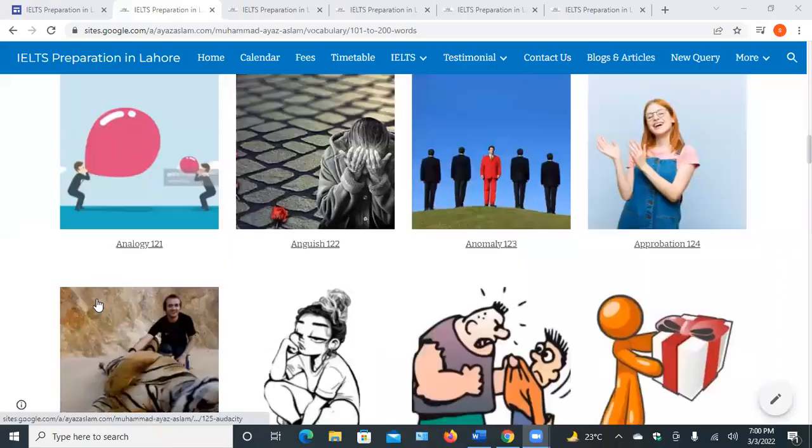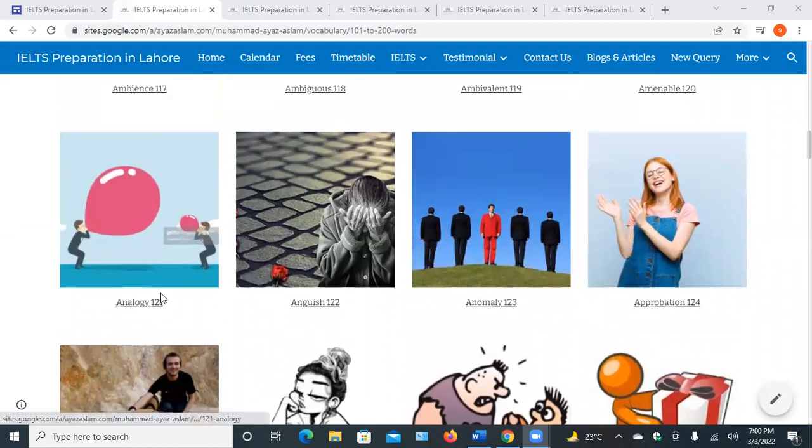Aruj, what is the meaning of analogy? Resemblance, similar.